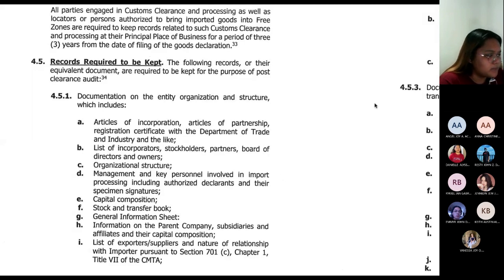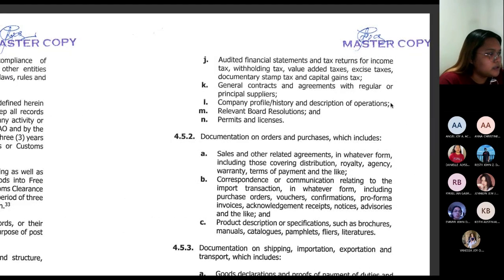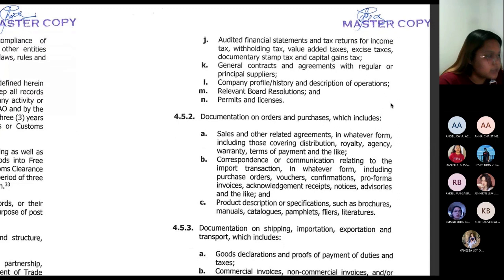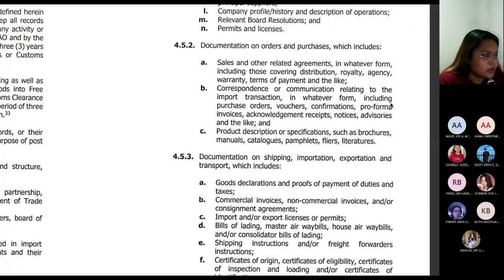List of importers, suppliers, and nature of relationship with the importer pursuant to Section 701C, Chapter 1, Title 7 of the CMTA. J. Audited financial statement and tax return for income tax, withholding tax, value-added tax, excise taxes, documentary stamp tax, and capital gains tax. K. General contracts and agreement with regular or principal supplier. L. Company profile, history, and description of operation. M. Relevant board resolution, and N. Permit and licenses.